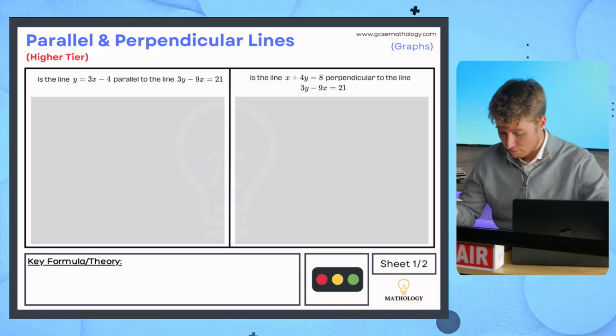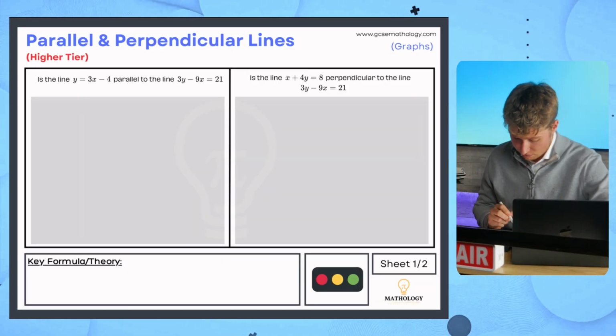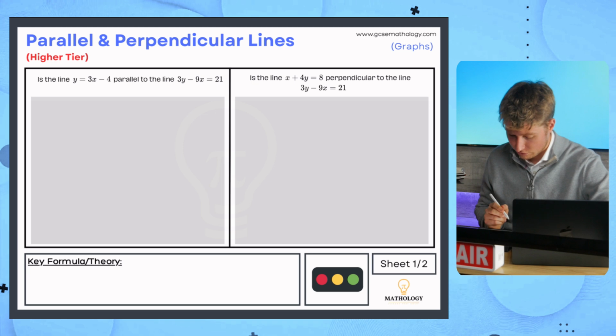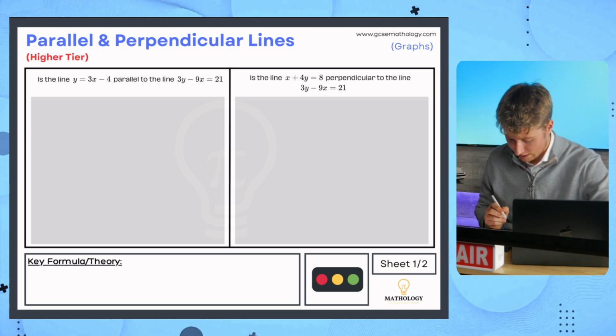In this video, we're going to have a look at parallel and perpendicular lines, which is a continuation of the equation of a straight line, which was the video posted on Monday. So parallel and perpendicular lines. So some key formula and theory to note for parallel and perpendicular lines.